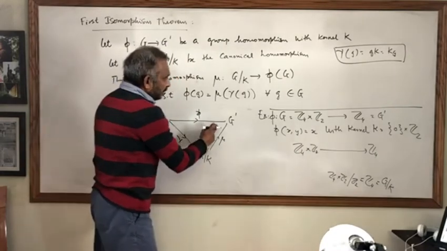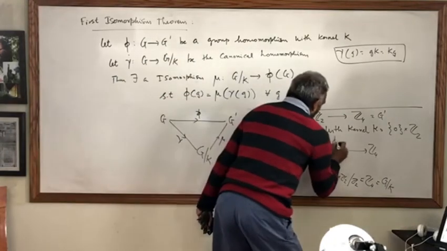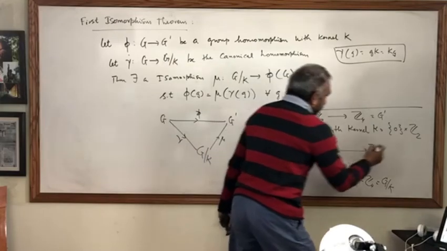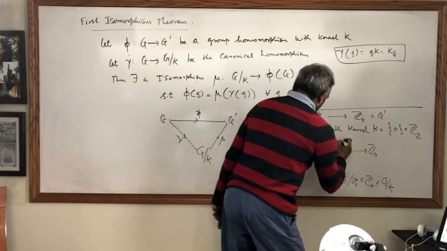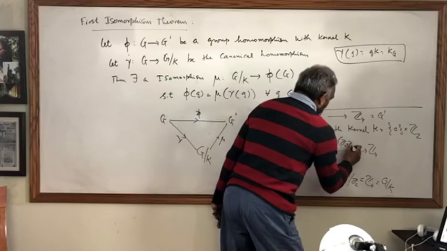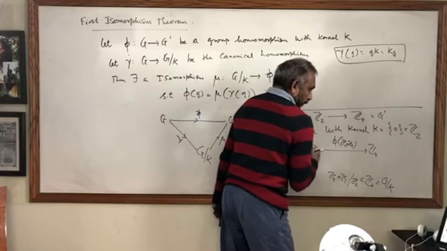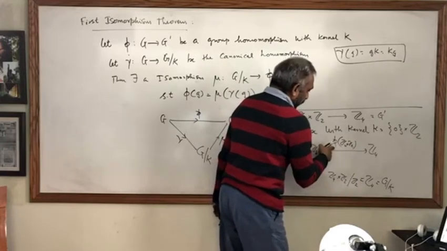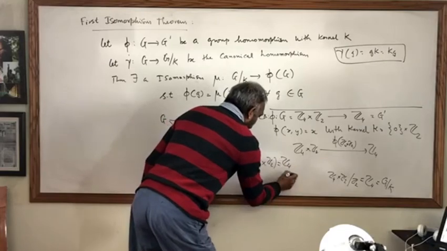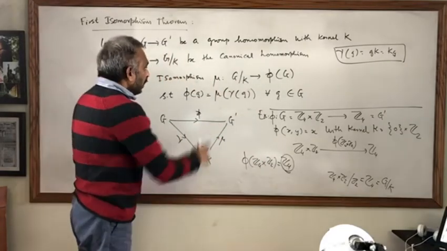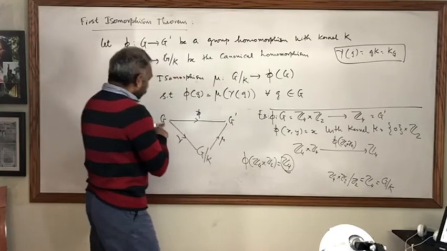So what we need to show is that the image of phi, the image of G, is equal to the image of Z4 times Z2, and this is actually an onto map. So phi of Z4 times Z2 is C4. So this is the image of phi.